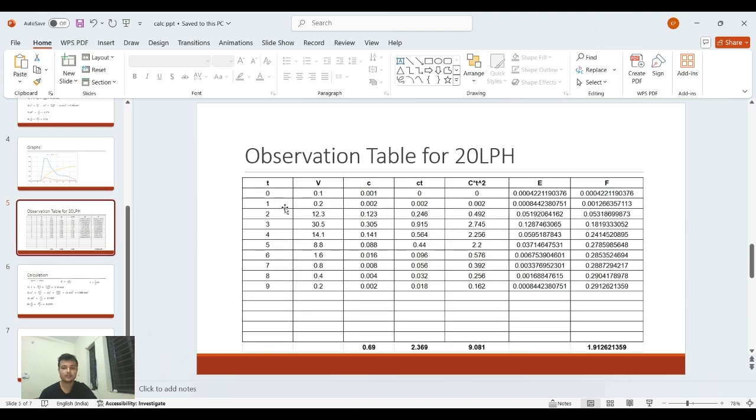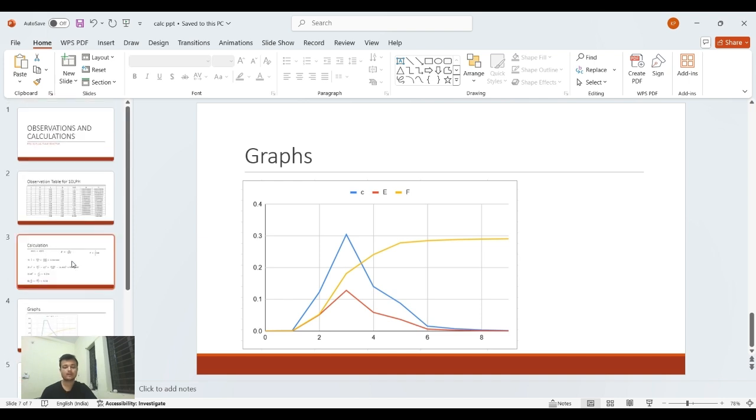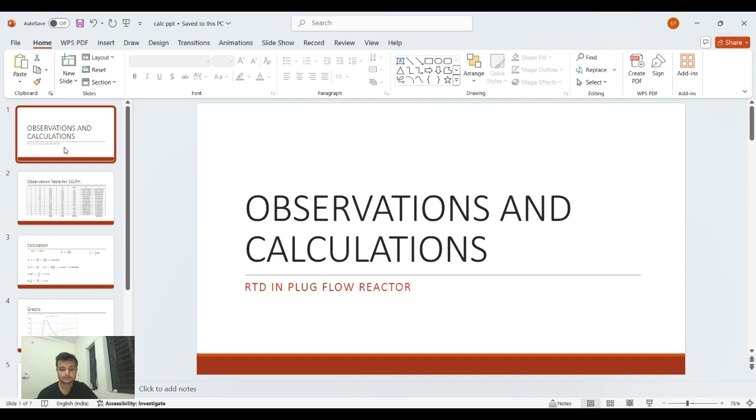So from here we can get the value of dispersion number, and by using these values C versus T, E versus T and F versus T graph will be plotted here. This is C versus T. Blue line represents C versus T, red line represents E versus T, and yellow line represents F versus T. So these are the calculations and graphs for the RTD in PFR reactor. Thank you.